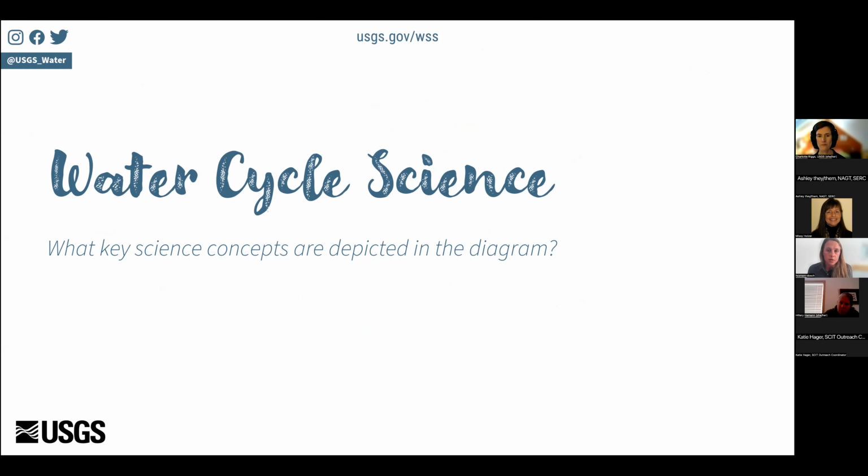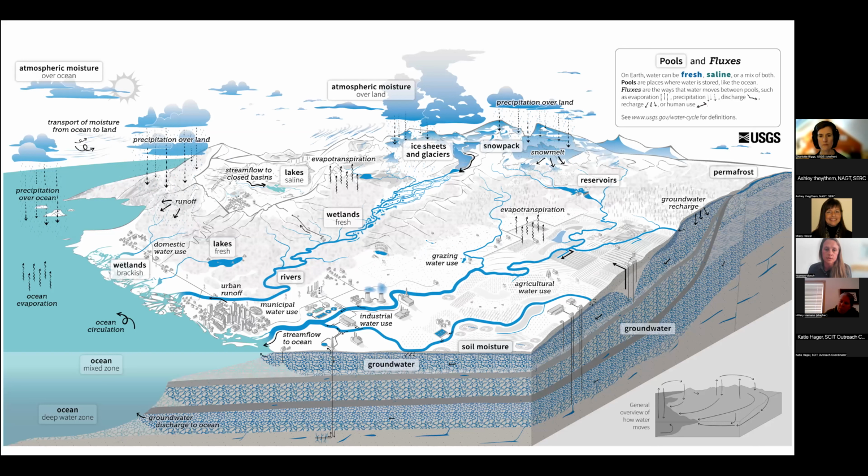All right, I'm going to start with what we feel to be the most important. Throughout the design process, we consulted with USGS subject matter experts to ensure the scientific accuracy of the diagram. The key scientific concepts that I'm going to highlight here are human interaction with the water cycle, processes that span multiple watersheds, and the representation of key pools and fluxes.